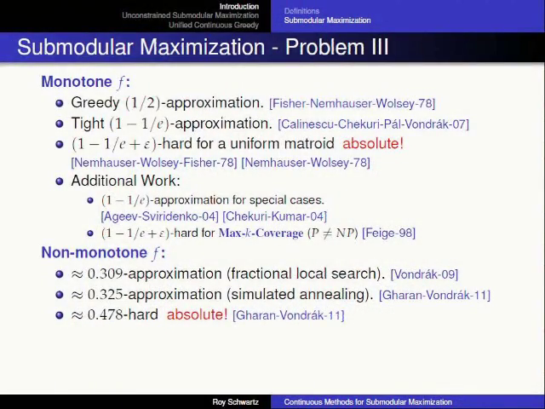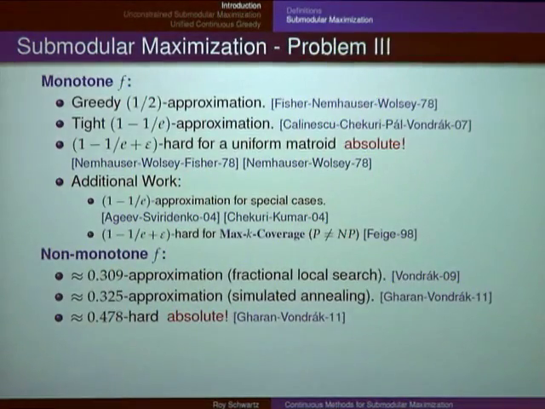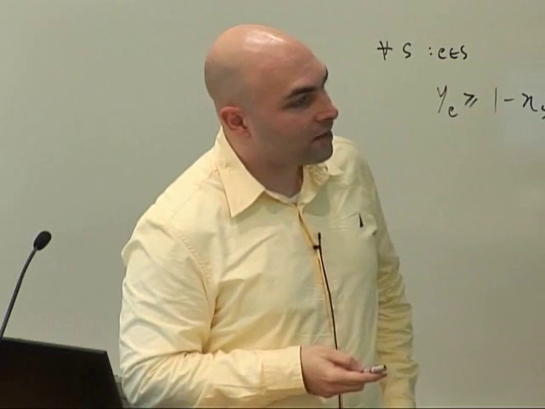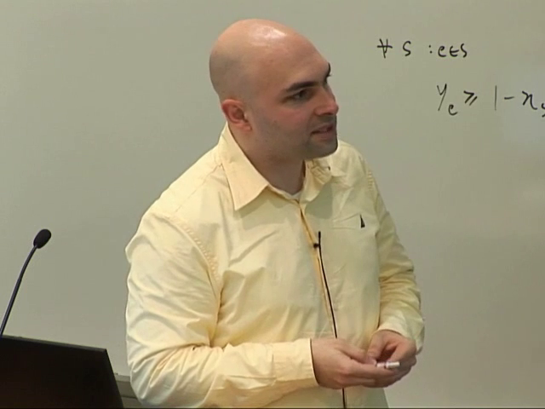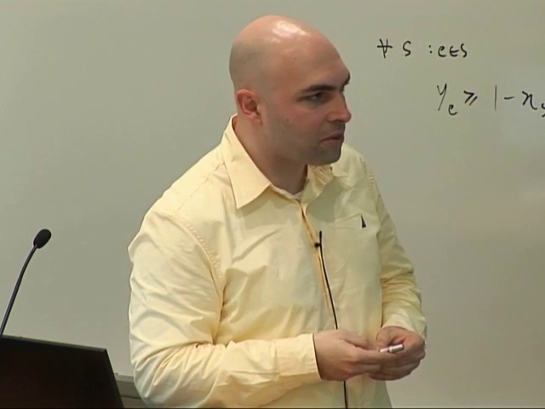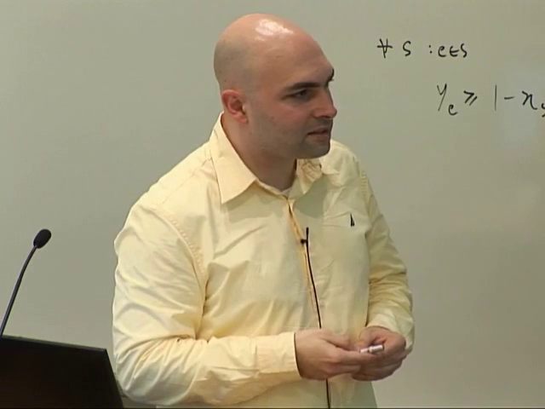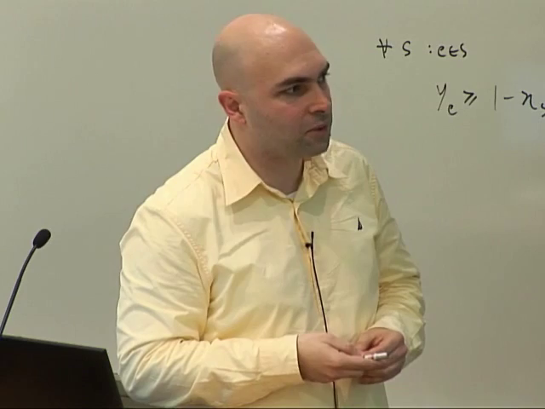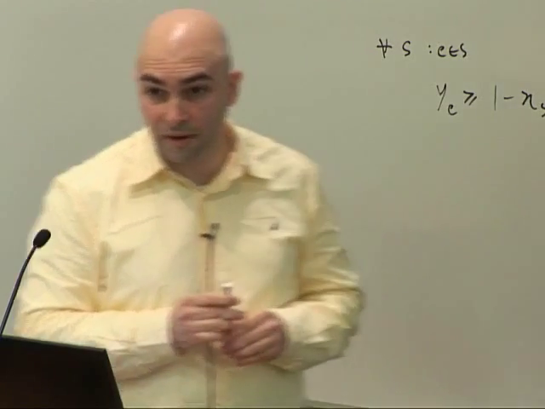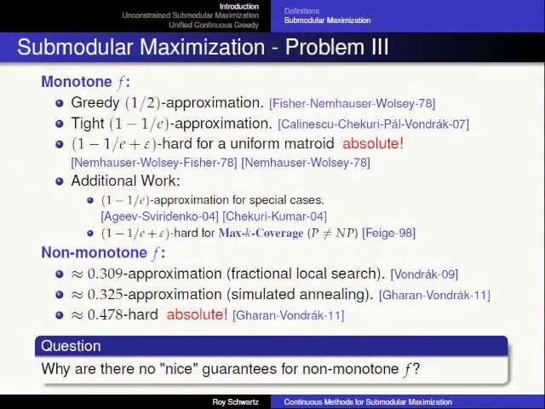As you can see, the numbers here are not very nice. And the reason is probably due to the algorithmic techniques you use in order to get these approximations. The 0.309 from the same SODA paper was improved to roughly 0.325, and even the hardness result is not very nice. Again, all these are fractional local search or extensions of local search using simulated annealing and so on, as opposed to, for example, the greedy algorithm that gives a nice result here. So again, the question is, why aren't there any nice numbers, for example, for the non-monotone case?